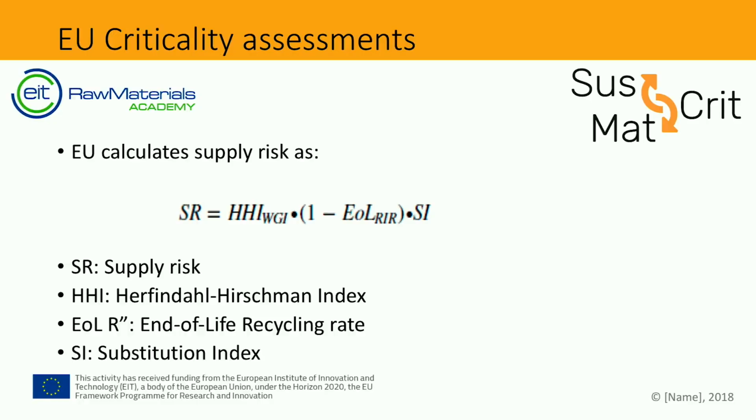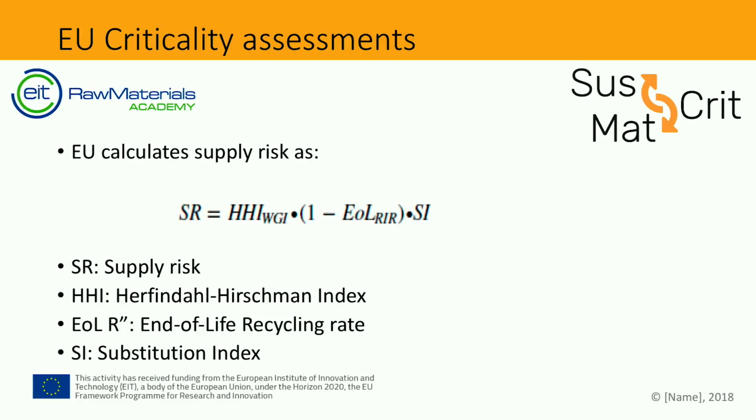So how do the different criticality methods treat supply risk? Which factors do they include? The European Union has developed a method for criticality assessment. The supply risk is measured by an equation including recyclability, substitutability, and geopolitical risk.